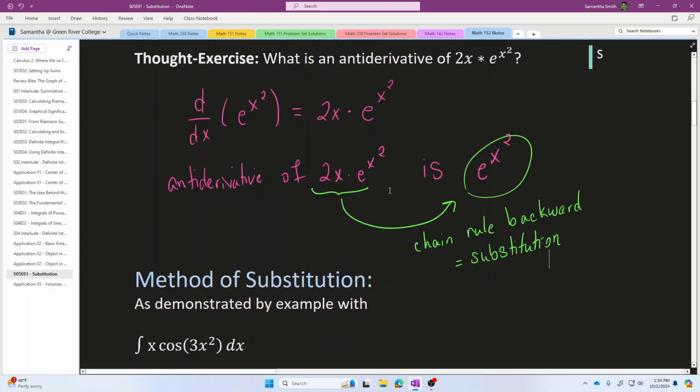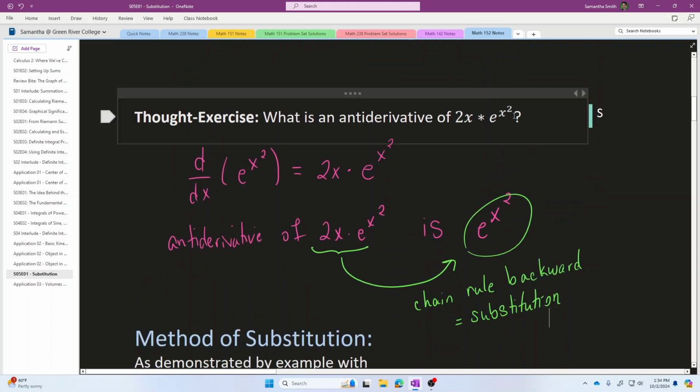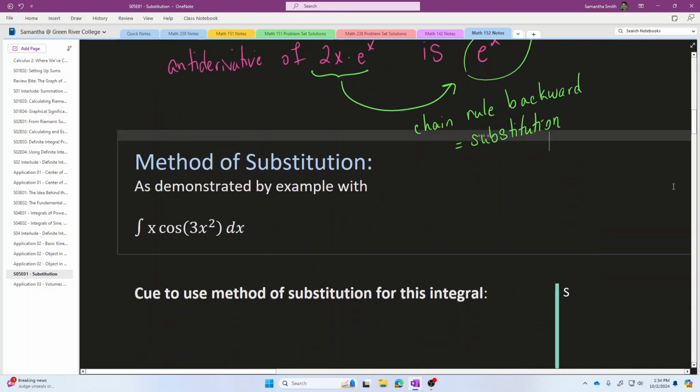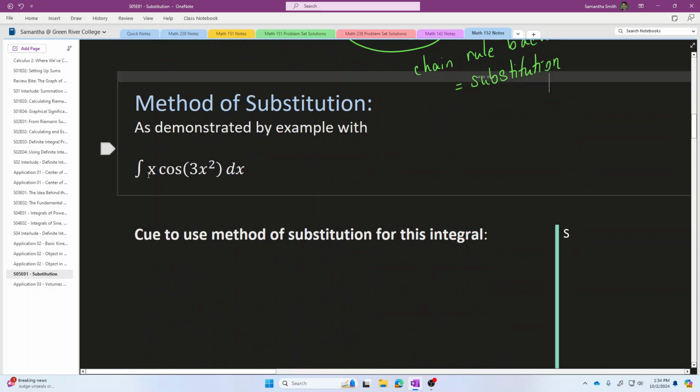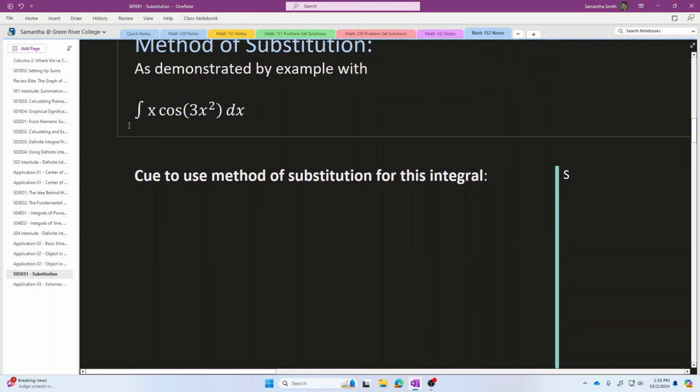So let me explain to you what that process looks like in a situation that might be more complicated than this one. If you're integrating a product, how do you know whether the method of substitution can be used? And then, in that situation, how do you actually use the method of substitution to find the antiderivative? To demonstrate those ideas, I'm going to use for an example this function right here. Someone asks me to find the indefinite integral of this product, x times cosine of 3x squared dx. I'm going to show you the method of substitution with this running example.